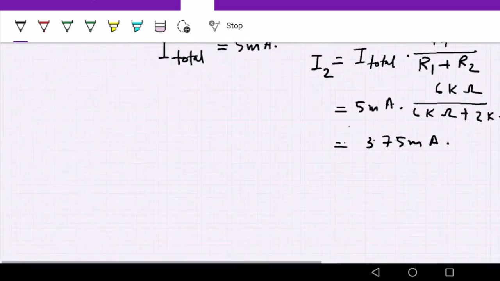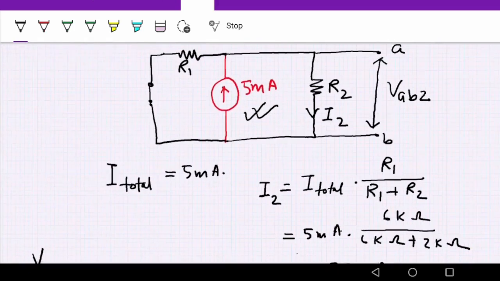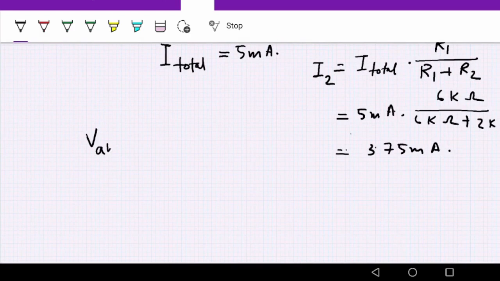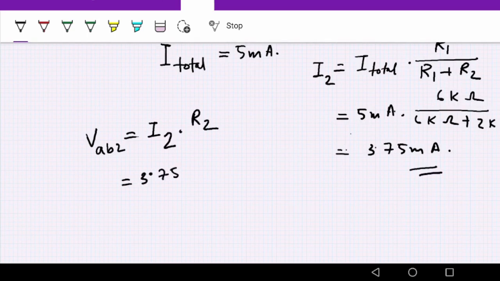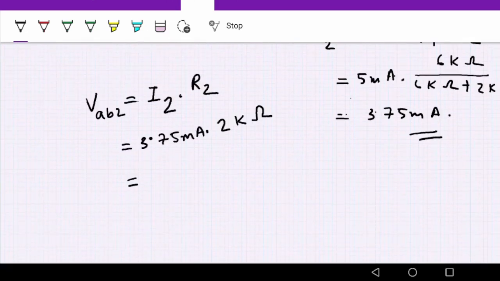So what is the voltage drop? The voltage drop across R2 is nothing but VAB2, the voltage drop across the AB port as well. So VAB2 is nothing but, applying Ohm's law, I2 into R2. I2 I got as 3.75 milliampere, and my R2 is 2 kilo ohm. If you calculate this, you will get something around 7.5 volt.